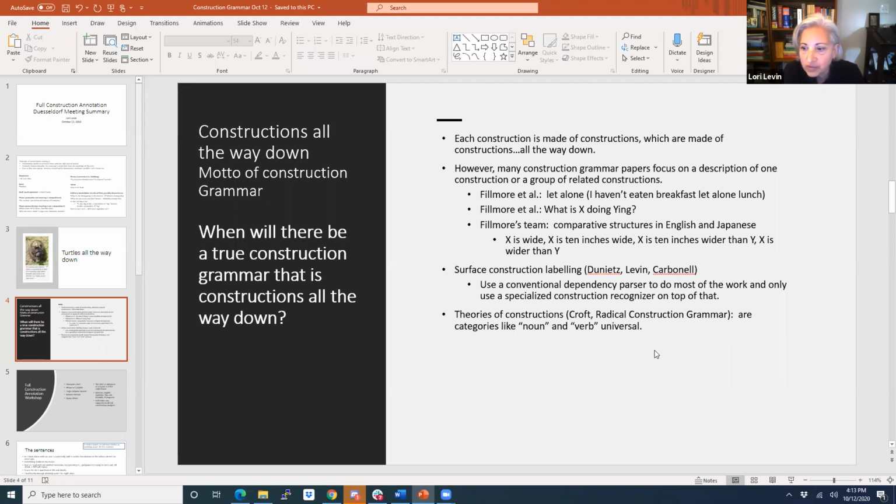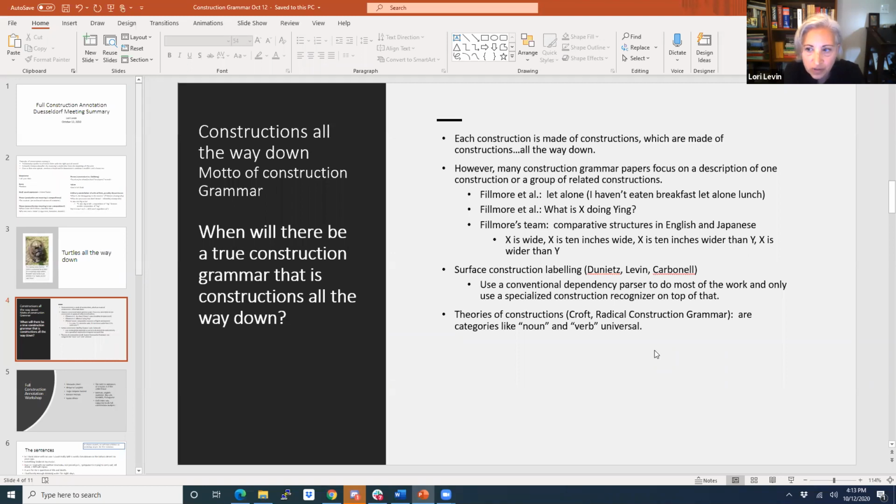But it's interesting that although Fillmore said constructions all the way down, he didn't write any papers on constructions all the way down. But that's partly because he got cancer and died. He was old, he was in his 80s, but it's still very sad.